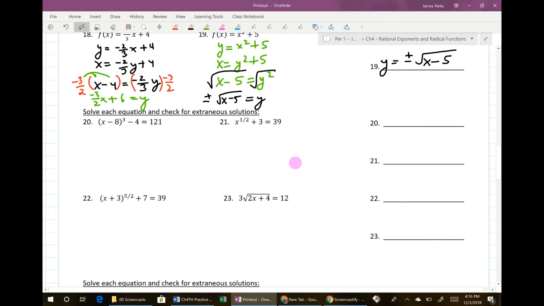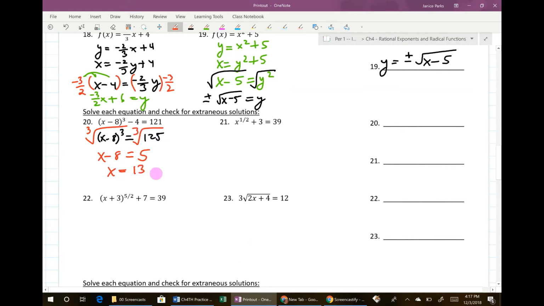For solving for x, you need to isolate the part of the equation that has an exponent. So we're going to isolate this part. We're going to add the 4 first. Then we'll take the cube root of each side. So you get x minus 8 is equal to the cube root of 125, which is 5. And then you add 8.